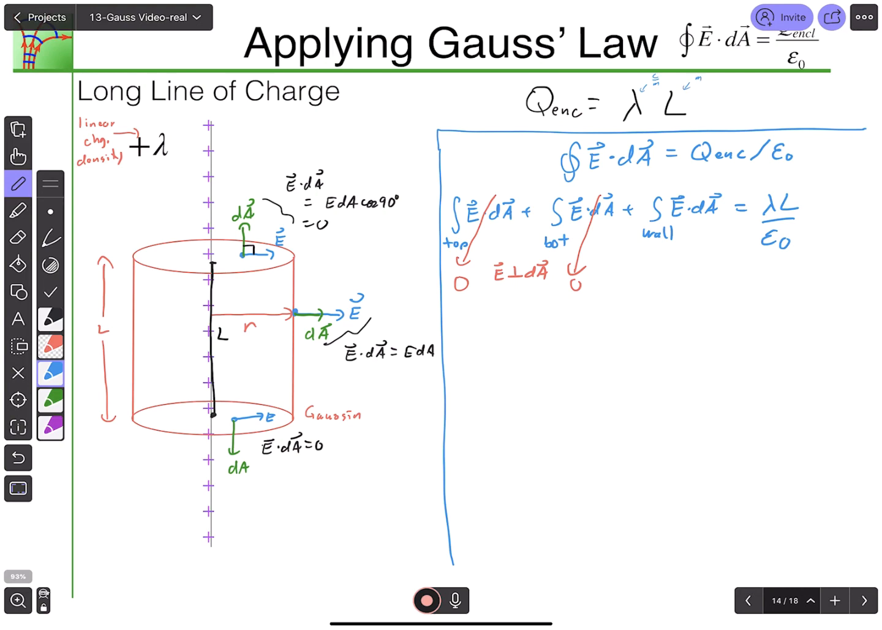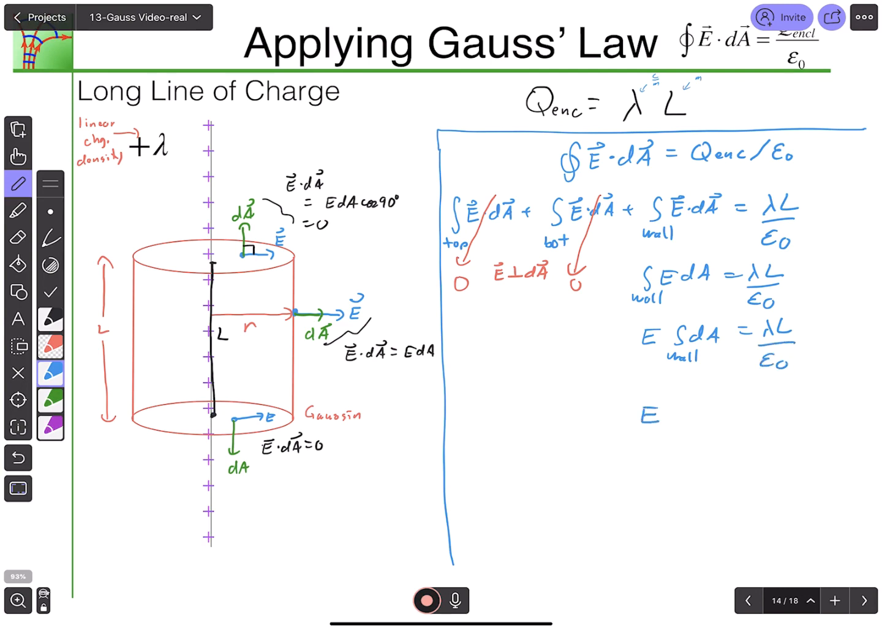At every point along the wall, the electric field is the same, because every point on the wall is a distance r from the wire. So the magnitude of the electric field is going to be the same at every point. So we end up with the integral of E dA equals lambda L over epsilon naught, or E times the integral of dA, for the wall, equals lambda L over epsilon naught.